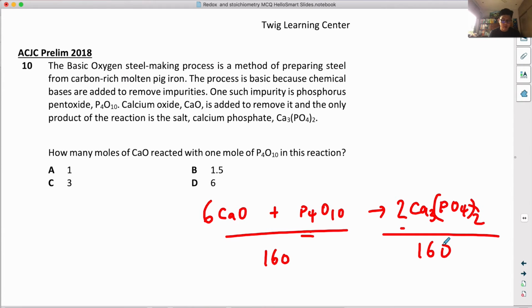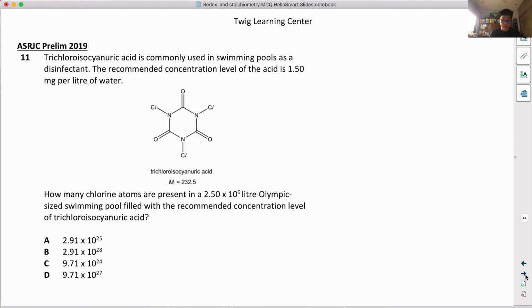So how many moles of calcium oxide reacted with 1 mole of P4O10? The answer is 6. Alright, D. Okay, let's look at question 11.